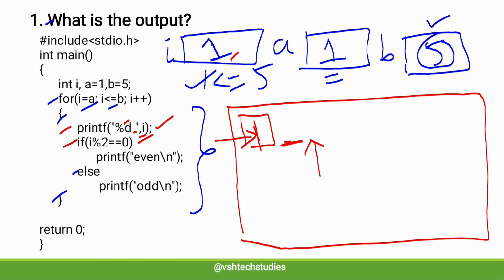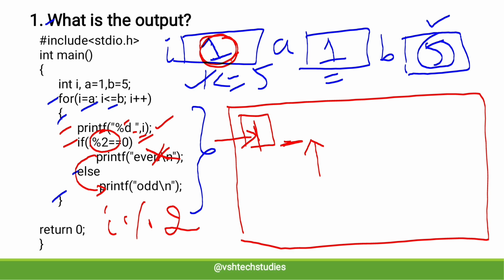Next instruction is if I mod 2 equal to 0. That has to be checked. Is I mod 2 0? That is, is 1 mod 2 0? So 1 mod 2 is not 0, it is 1. So this will not be executed. This condition is false, which means the true block will not be executed. The control will go to the false block.